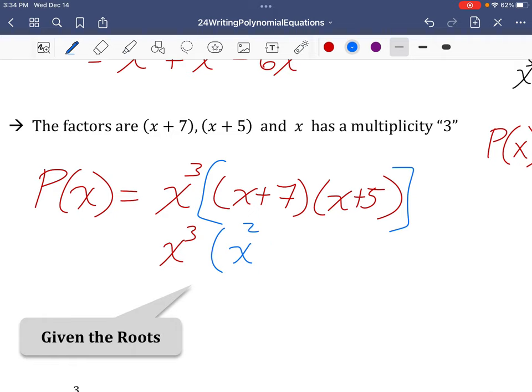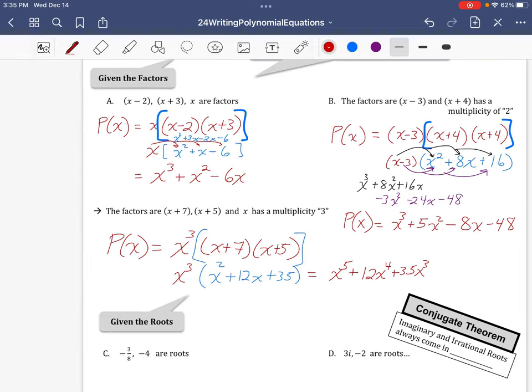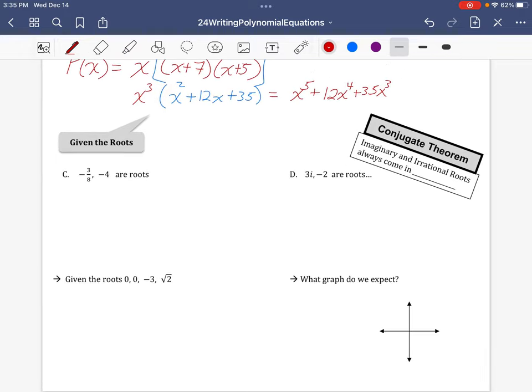Probably want to multiply these binomials first. And then all you got to do is distribute the x cubed. And when you distribute that x cubed, everything's just going to pump up by 3. So I have x to the 5th, now 12x to the 4th, and a 35x cubed. So if you're given factors, all you got to do is multiply all those factors.